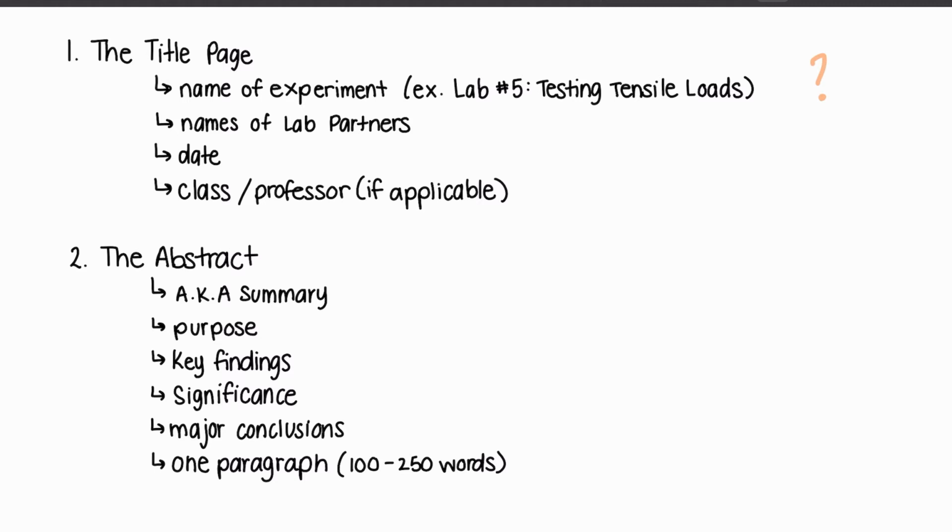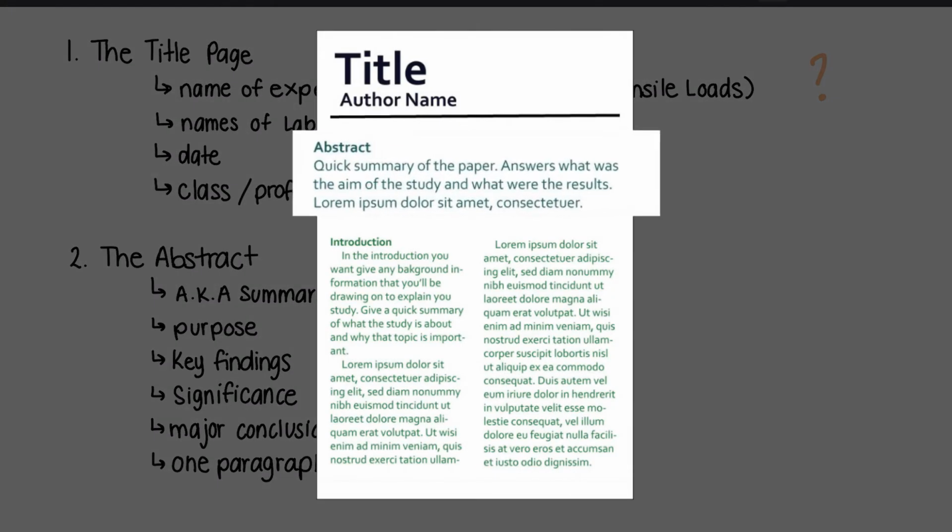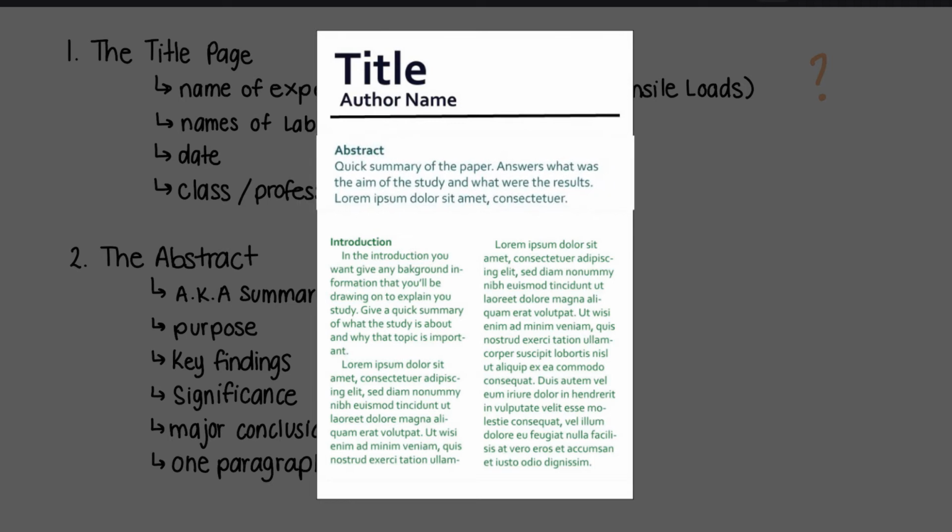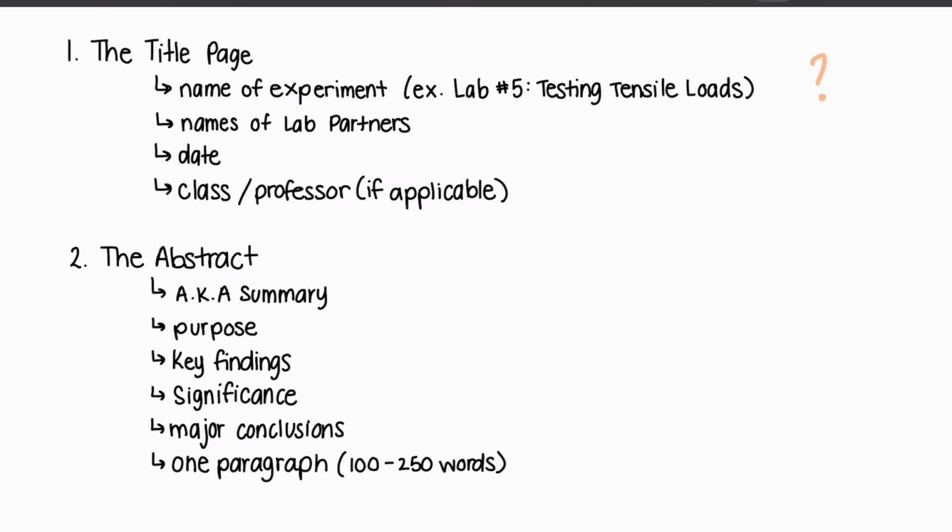The next thing that we're going to look at is the abstract. Once again, this is one of those things that is a little bit dependent on what level of course you are in. So if this is a level of course that requires an abstract, make sure that you are looking into what those requirements are for the abstract. An abstract is typically a summary of exactly what happened, what the purpose of it is, the key findings, the significance, and you want to make sure that you're including all of your major conclusions in your abstract. You don't want to be withholding that information until the end.